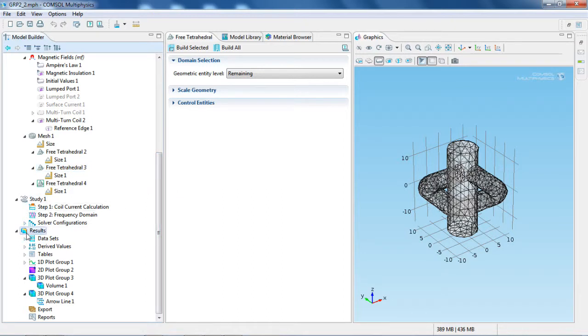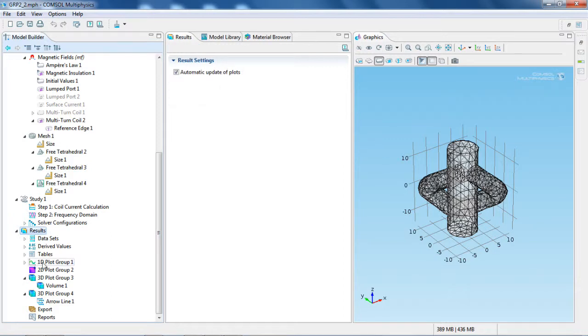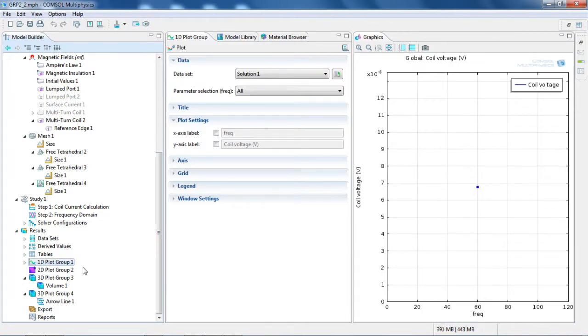Finally, the results are as follows. The voltage induced in the coil is, whilst the direction of the magnetic fields is.